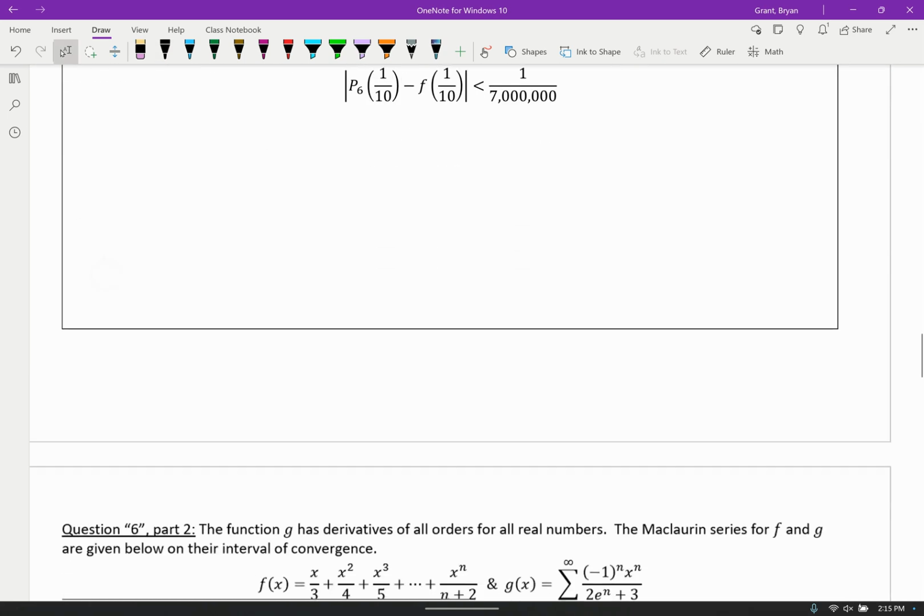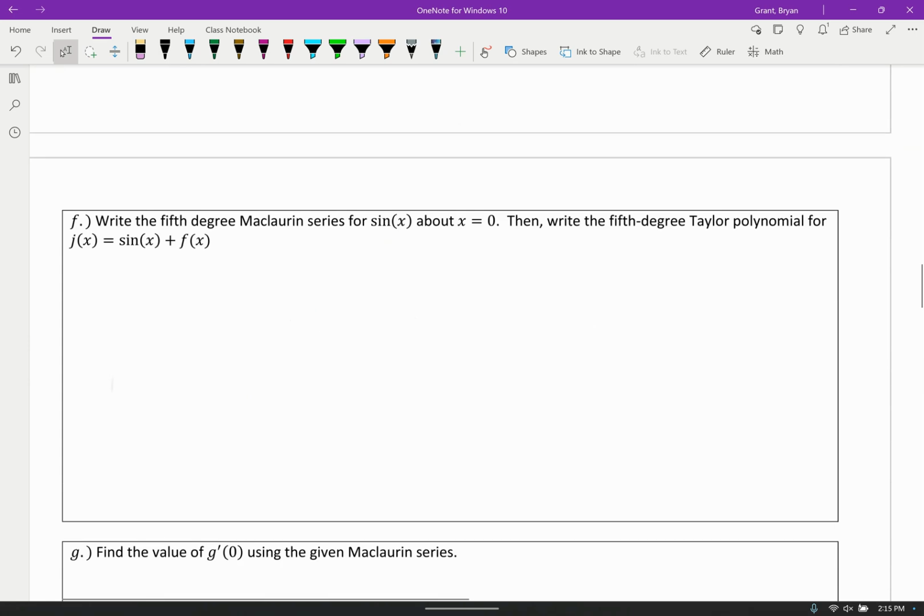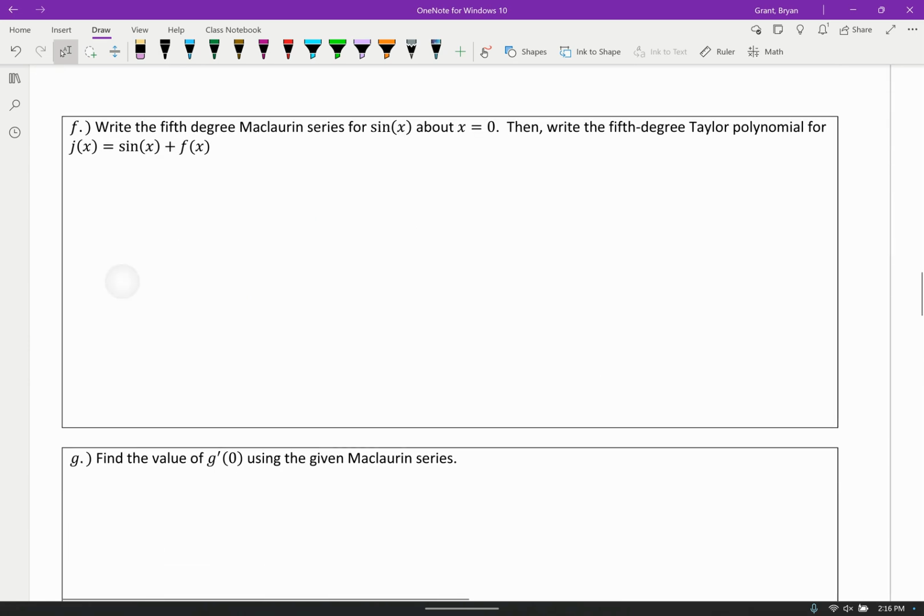We have f, g, and h here, and that's the first of our question 6s that we're done with. Find these ones go pretty quickly. So the 5th degree Maclaurin series for sine of x about x equals 0. Well, this is one of those that we should know, so let's start with sine of x. Sine of x we need to remember is an odd function, so we only have odd exponents, right?